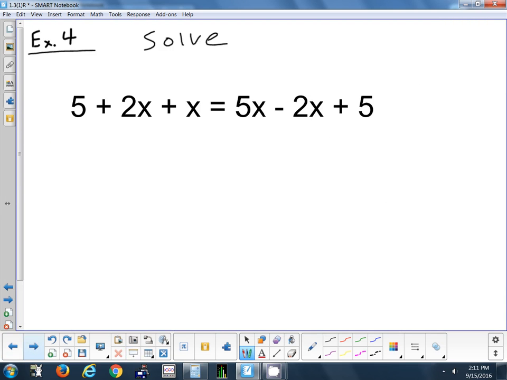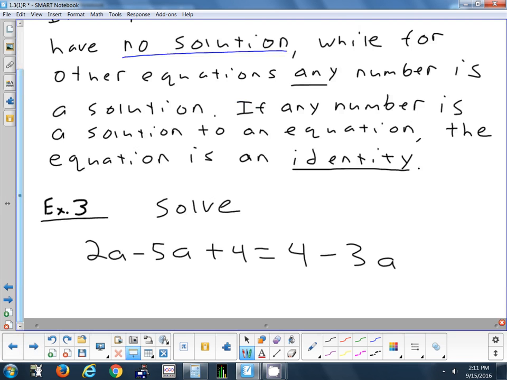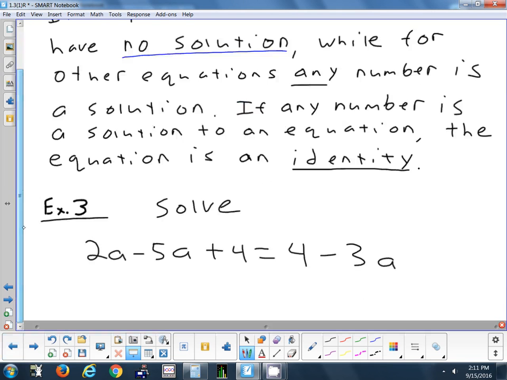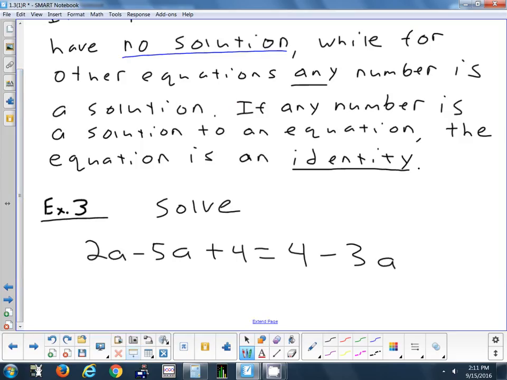All right, so let's try this one. Actually, did I skip? I skipped 3. All right, we'll still do that other one, that's example 4, but let's do example 3 first. Example 3 says 2a minus 5a plus 4 equals 4 minus 3a.